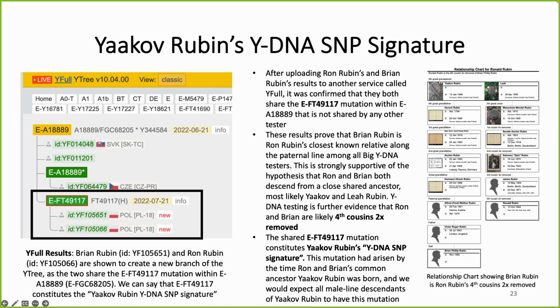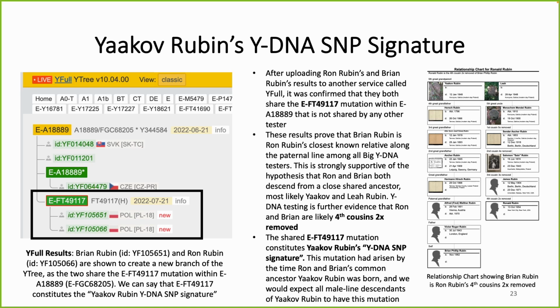That's the same name that's called in FTDNA. In Family Tree DNA, FGC68205, it's the same thing. But part of EA1889, it was this new mutation, FT49117, shared only by these two Rubin testers. These are the two Rubin testers here. And so what do these results prove?